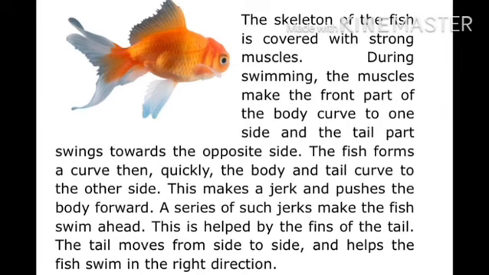During swimming, the muscles make the front part of the body curve to one side and the tail part swing towards the opposite side. The fish forms a curve, then quickly the body and the tail curve to the other side. This makes a jerk and pushes the body forward. A series of such jerks makes the fish swim ahead. This is helped by the fin of the tail. The tail moves from side to side and helps the fish swim in the right direction.